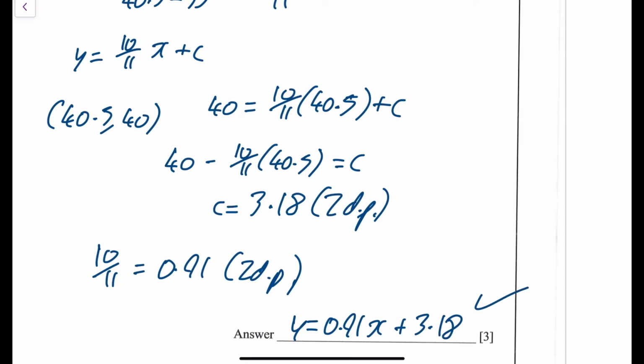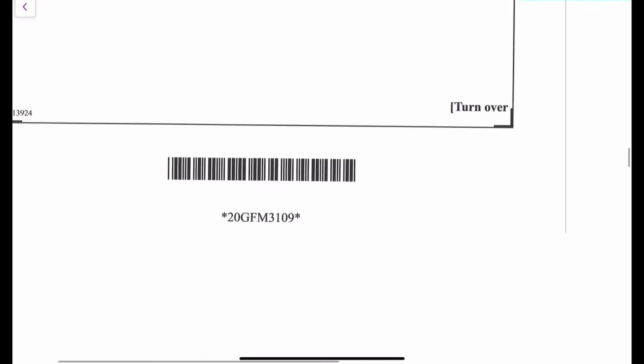Hopefully that's what they're looking for. It's not going to be what they're looking for. I don't know why I'm saying that. It's going to be a wee bit off because it's a line of best fit from a scatter graph. It's not going to be perfect, that's for sure. Okay.